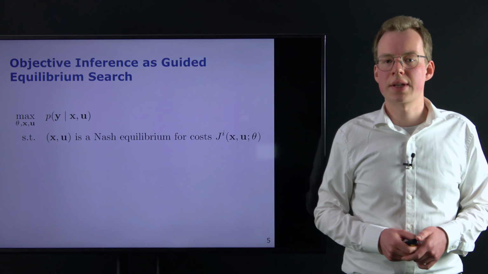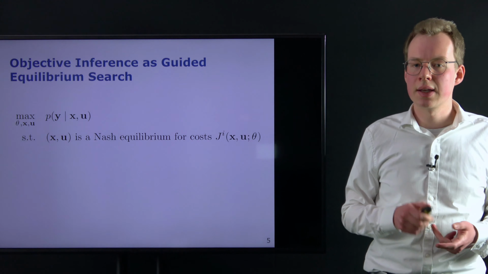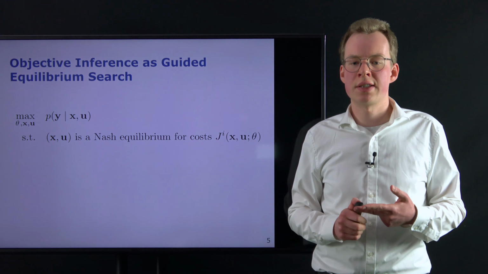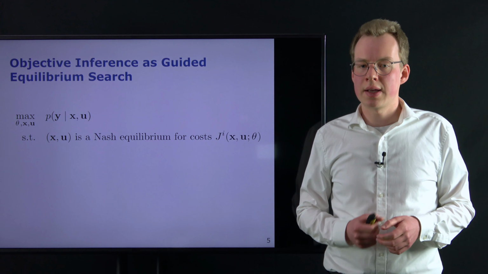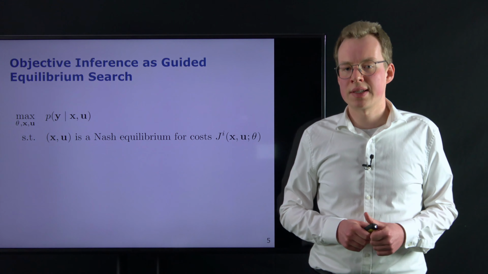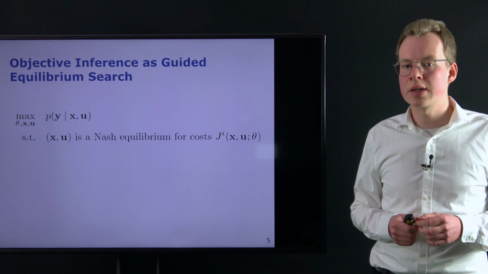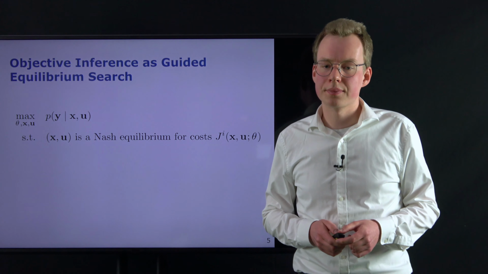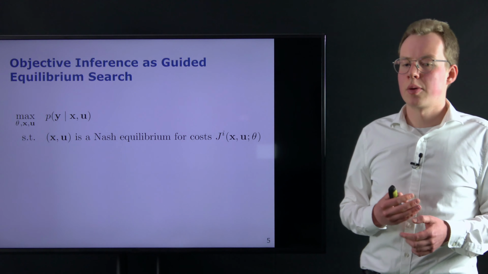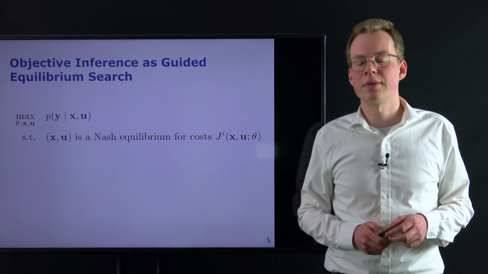We formulate the inverse game as a constrained optimization problem with decision variables for states x, inputs u, and cost parameters theta. The objective of this estimation problem is to find a state input trajectory that maximizes observation likelihood. However, we impose the constraint that this trajectory is also the solution of a game with costs parameterized by theta. As a result, this formulation estimates states, inputs, and objectives jointly in a tightly coupled fashion.